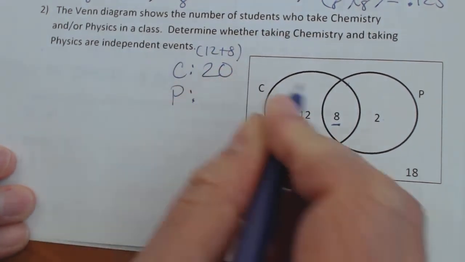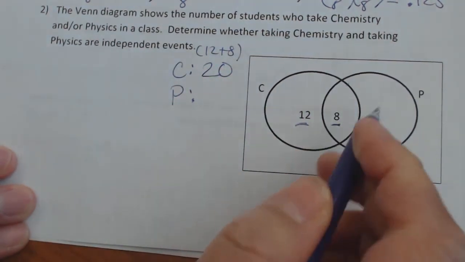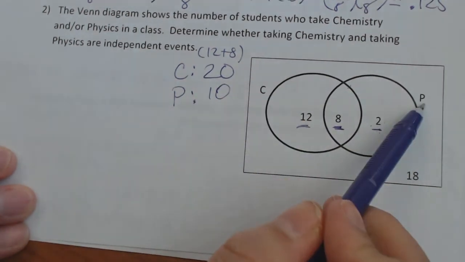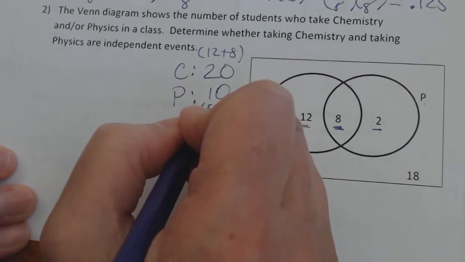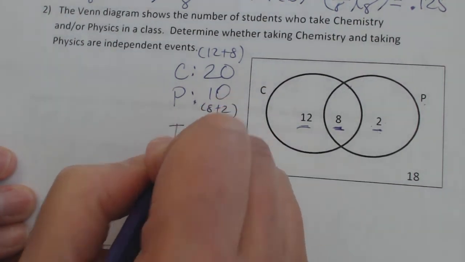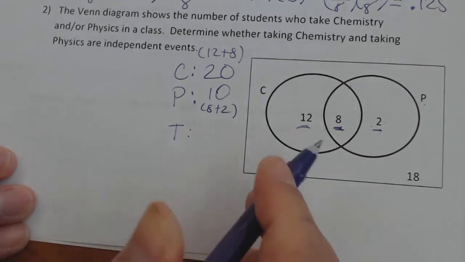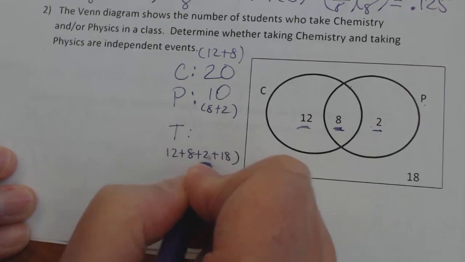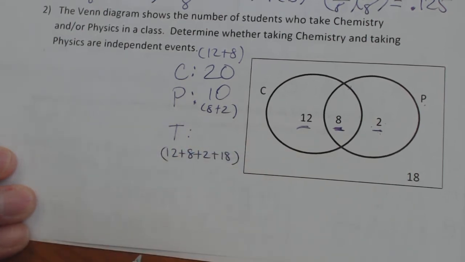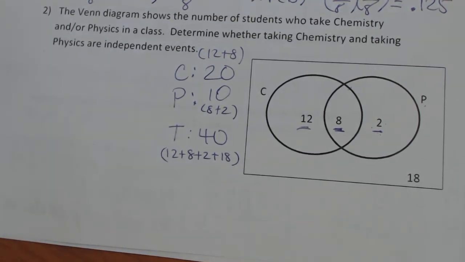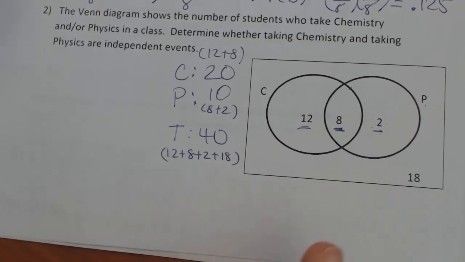The total number of people who take physics, so this whole circle, we're going to add again 8 and 2. So the total number who take physics is going to be 8 plus 2, which is going to give you 10. And now I want the total number of people in the class. So what I'm going to do is add up my 12, my 8, my 2, and my 18 for people who take neither. And what I'm going to get is 40. I need those numbers to determine my probabilities. So it's important to have all those totals. So that's what I always do first.